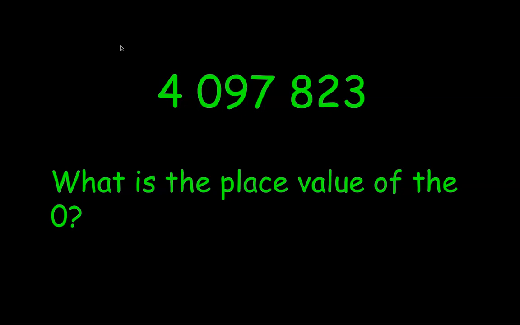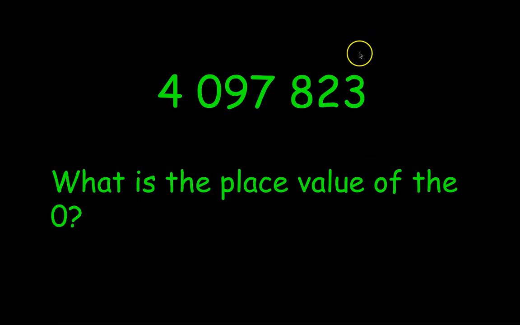4,097,823. What is the place value of the 0? Find the 0, work out the place value. It's 100,000s. So ones, tens, hundreds, thousands, 10,000s, 100,000s. 100,000 written like that, or like that, or like that, or like that.